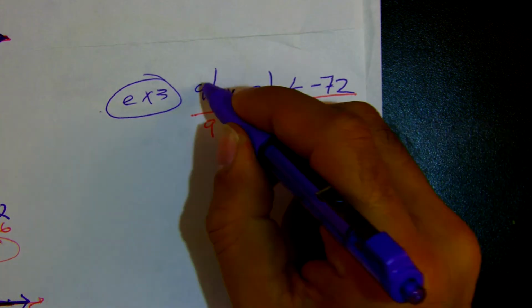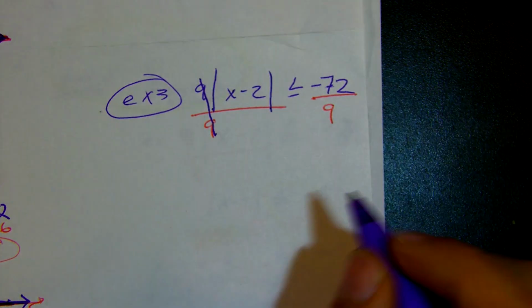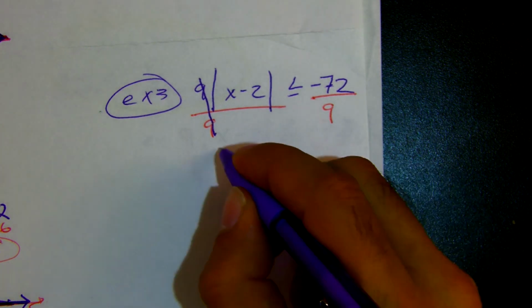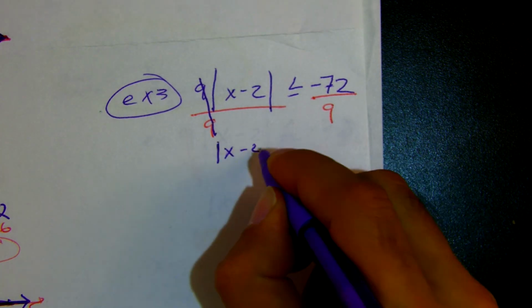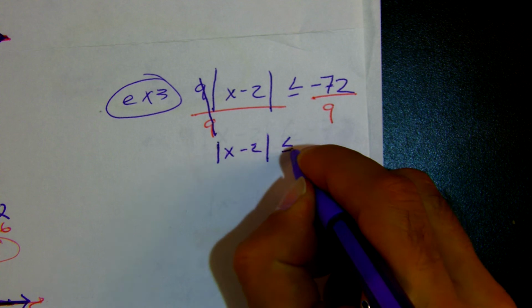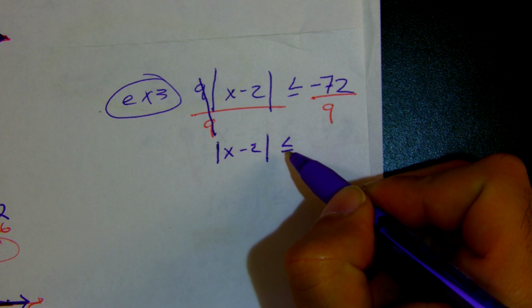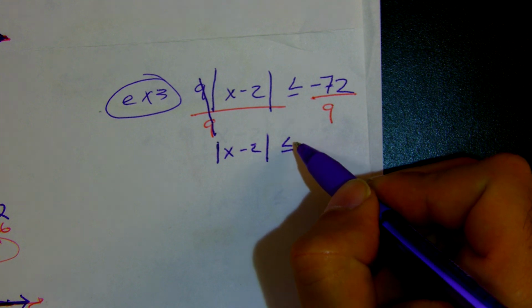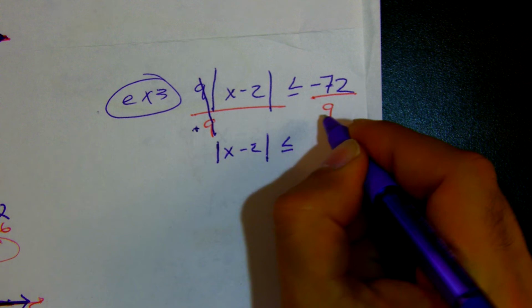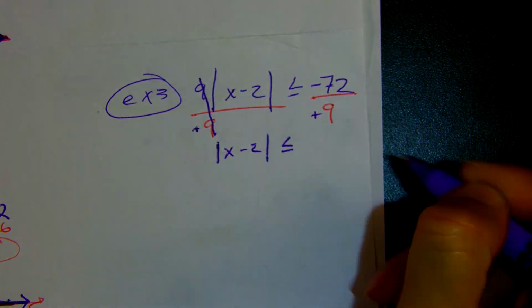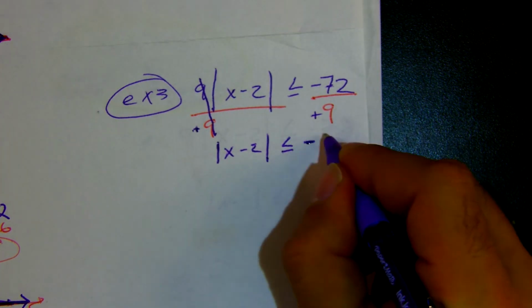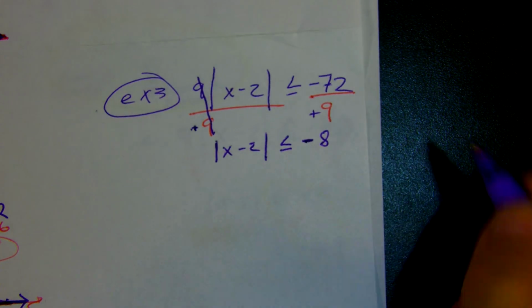All right, I'm going to divide by 9 to get rid of the 9 over here. Nice. All right, go for it. And then x minus 2 is less than or equal to. Do I change the direction of the inequality? No. Good. Caught a bunch of people. No, because look, we divided by a positive. I'm just reminding you of the rule. We end up with -8 there, though.